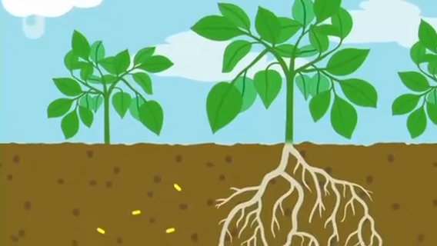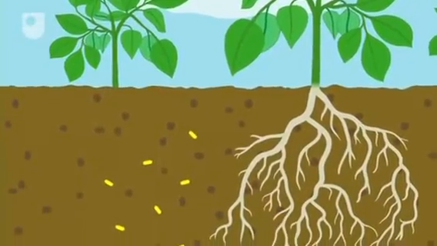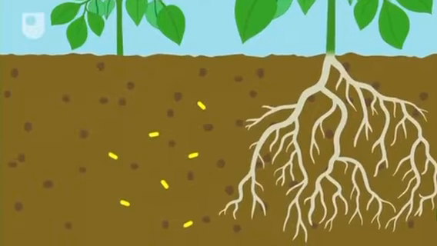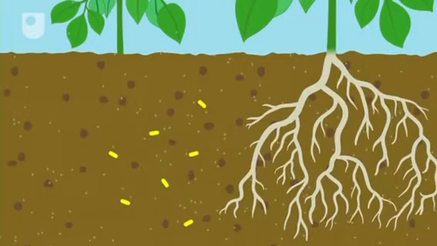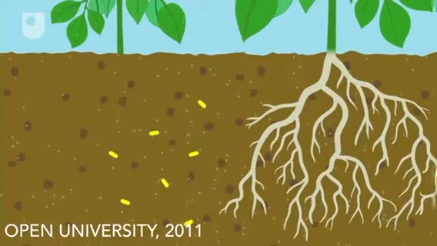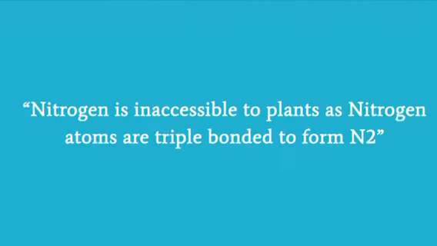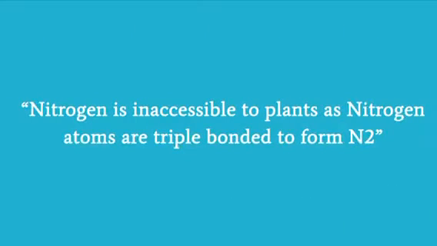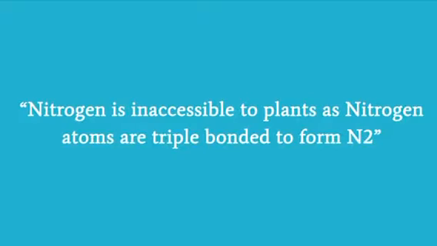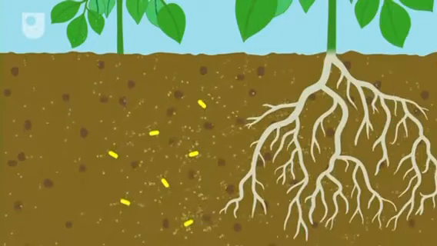Although nitrogen comprises around 80% of the Earth's atmosphere and is found in the DNA and RNA, atmospheric nitrogen is inaccessible to plants as nitrogen atoms are triple bonded to form N2. This triple bond is extremely difficult to break in order for the plant to be able to use the nitrogen for synthesis of proteins and for photosynthesis.